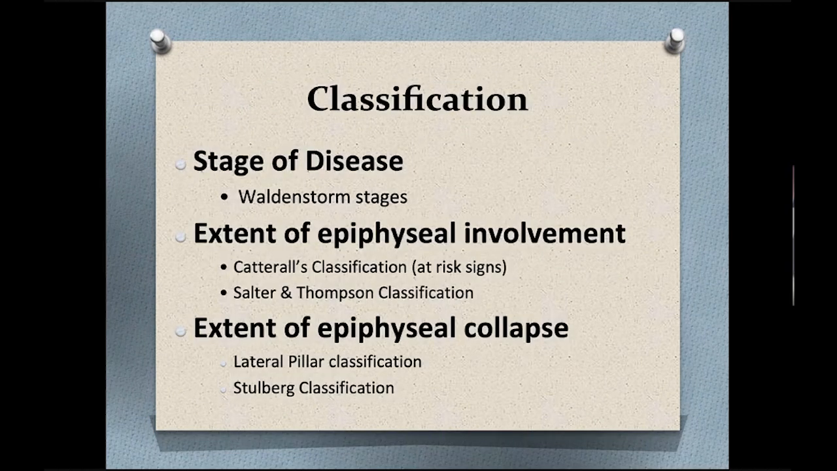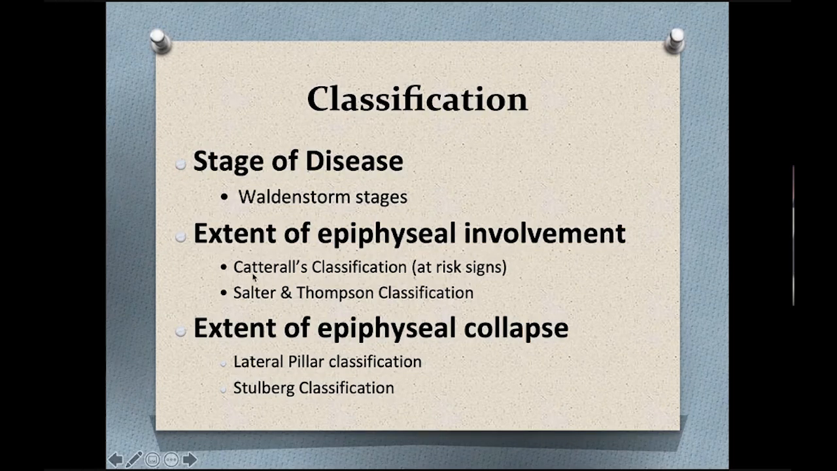Once we have diagnosed this is Perthes, then we need a classification. And classification basically we do to know the prognosis of the disease at the stage when they reach you. And the most popular classifications are the Waldenström classification, which defines the stages of the disease, then the extent of physis involvement.